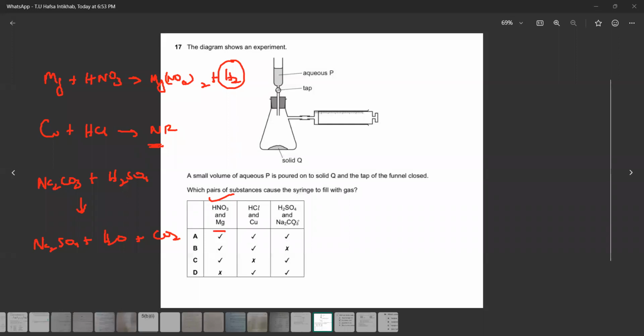But B, why won't copper react? Because as I mentioned, in a lab, we always use dilute acid, aqueous dilute acid is used. So that's why it does not react. So copper reactions in the lab are not possible as we are using a dilute acid. Is it clear, this one?